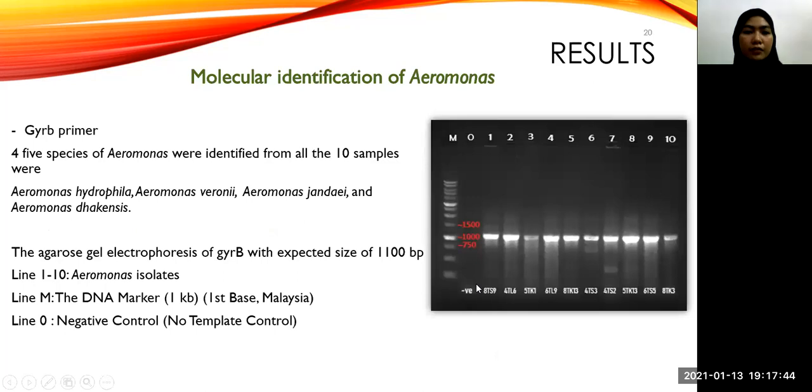So this is molecular identification, which is from the gyrB primer. Four species of Aeromonas were identified from all 10 samples: Aeromonas hydrophila, Aeromonas veronii, Aeromonas jandaei, and Aeromonas dhakensis. For this gyrB, the agarose gel electrophoresis showed a 1100 bp product size. I'm using the 1 kb DNA marker from First Base Malaysia as a marker.